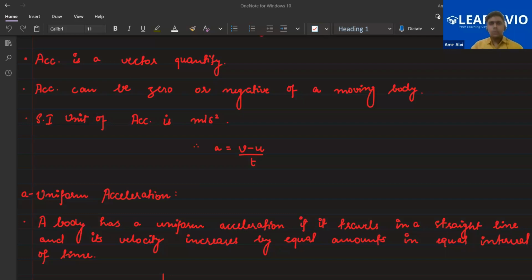Just one more thing. There is a topic called derivation of equations of motion from graph. How many of you have that topic in your syllabus?